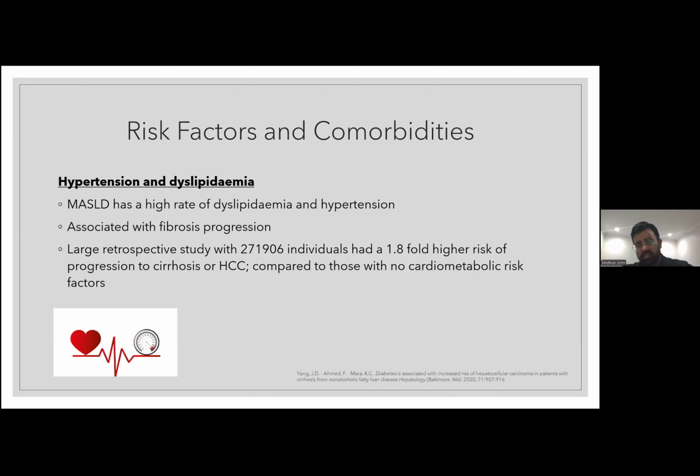The next one is our hypertension as well as dyslipidemia. So MASLD has a high rate of dyslipidemia and hypertension, as we all know, and it's associated with fibrosis progression. There was a large study that I came across in Yang, which basically looked at 271,900 odd individuals. And what they found is that there was a 1.8-fold higher risk of progression to cirrhosis or hepatocellular carcinoma compared to those with actually no cardiometabolic risk factors, which then shows that even this hypertension, dyslipidemia with our type 2 diabetes and all the other cardiometabolic risk factors increase your risk of cirrhosis and HCC.